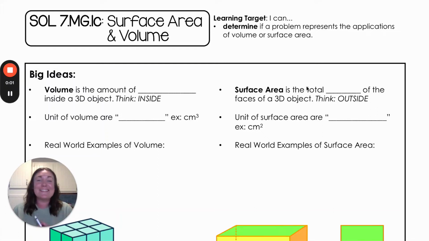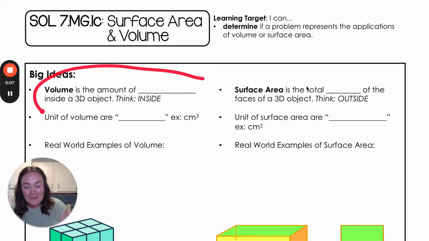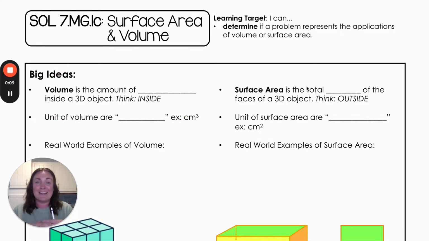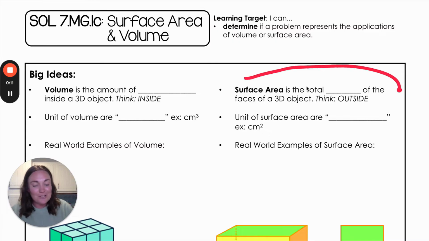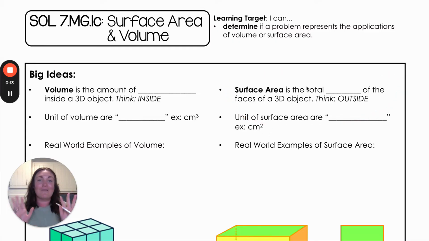Hello everyone, today we are talking about the difference between surface area and volume. So, the big idea is that volume is always the amount of space inside of a three-dimensional object, whereas surface area is the total area of all the outside sides of a three-dimensional object.